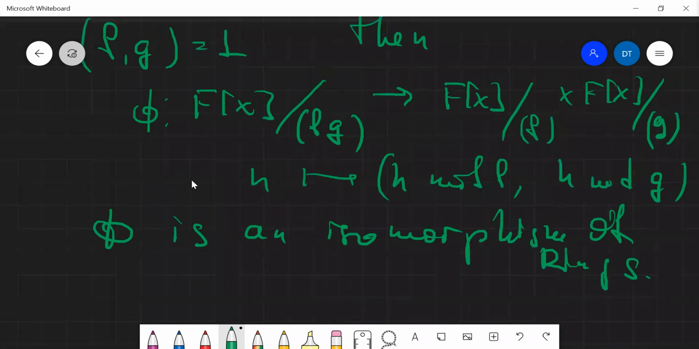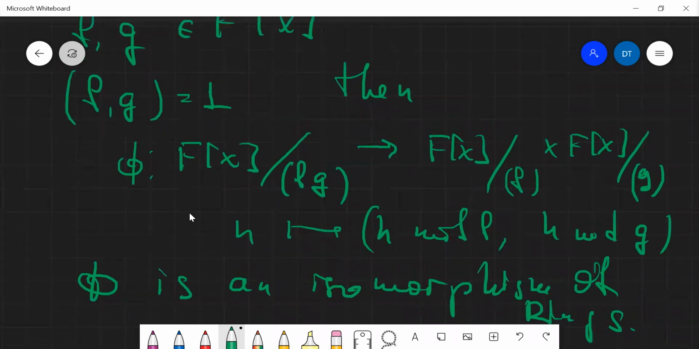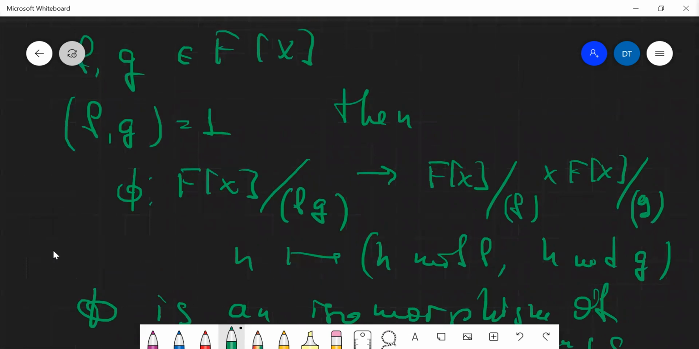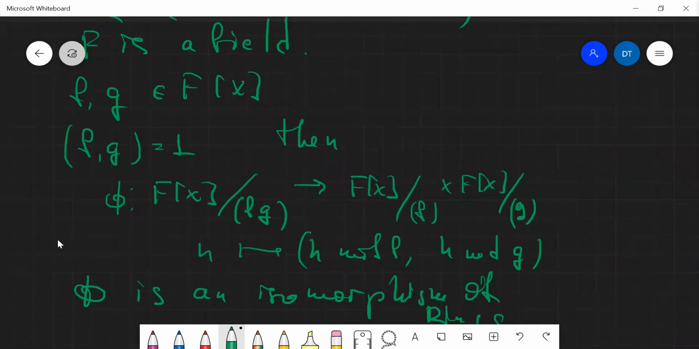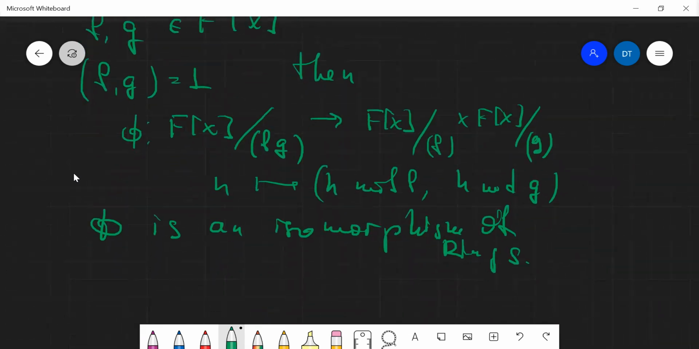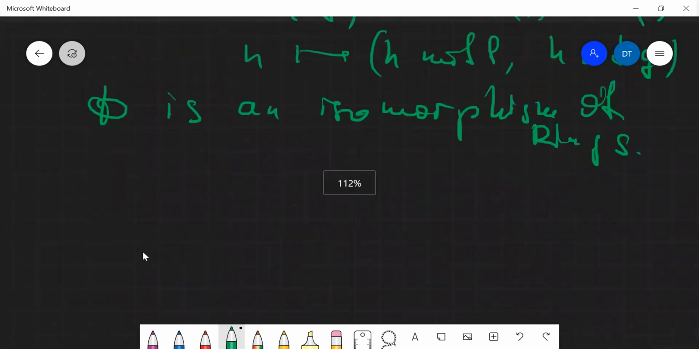So the claim is very similar to the one we had for the integers. This is somehow the analogy of the ring of remainders for the integers, but we produce a similar ring with polynomials. Are there any questions regarding the statement of the claim? Okay, so let me show you how to prove this.